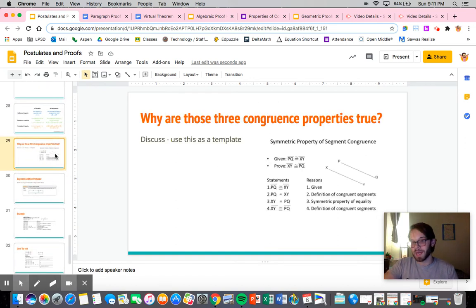All right, so again, why are these properties true? Well, I just showed you the transitive property of congruence, and here's the symmetric property of congruence. As you can tell, really all we're doing is starting with what we're given, using the definition of congruent segments, then using the symmetric, reflexive, or transitive property of equality, and then going back up to the segments being congruent. All right, so same kind of concept. I just showed you how to do it for transitive, and you could do the same thing for reflexive.